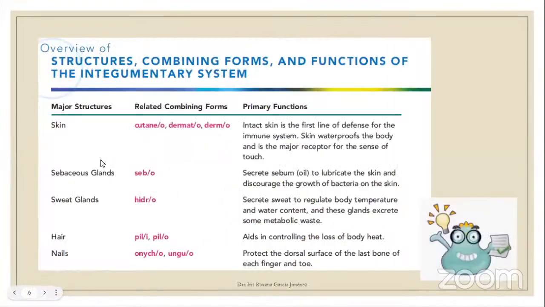Then we get now the structure for the combining forms and functions. Going into major structures and related combining forms, we have this. When we talk about skin, we say cutaneo, dermato, or dermo. About the sebaceous gland, sebo. The sweat glands, hydro or hidro. According to the suffix, we change the pronunciation if it's possible. Going to hair, we can say pili or pilo. Into nails, onico or ungu.